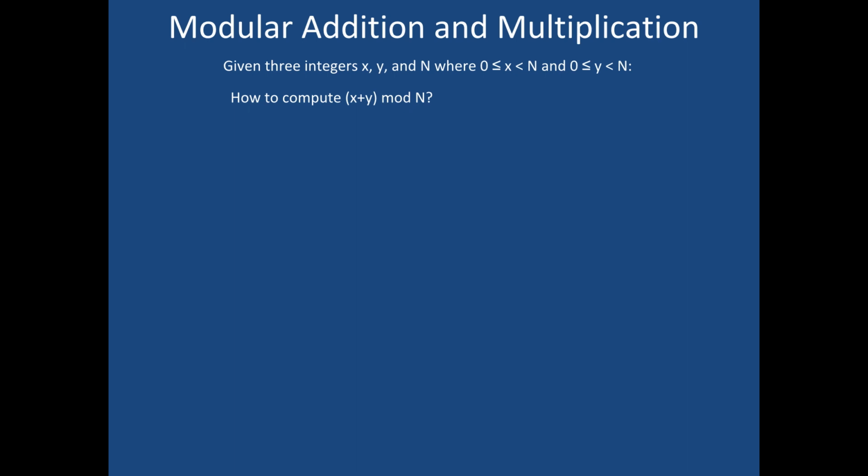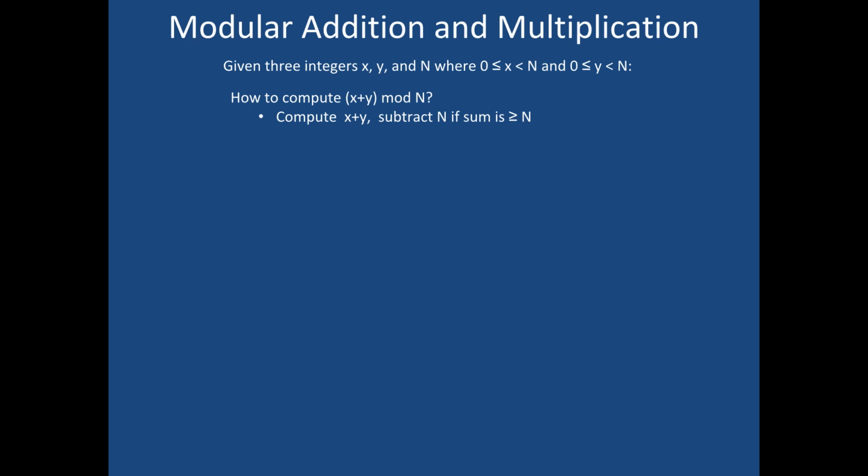That's exactly right. So this is what we do. You compute x plus y, we know how to do that, and then if x plus y is bigger than n, we don't want it to be bigger than n, so we subtract n. So we always want to keep the numbers small. One reason we're doing modular arithmetic is so that our numbers don't get too big.